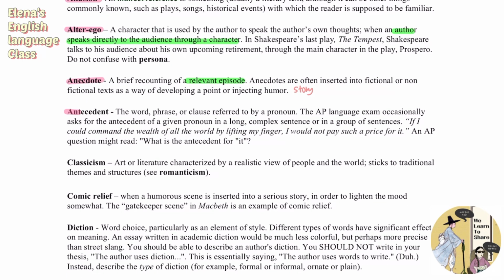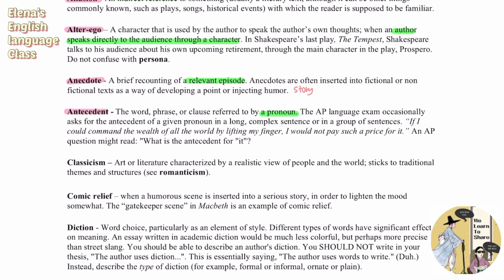Next is antecedent, which is the word, phrase, or clause referred to by a pronoun. The AP language exam occasionally asks for the antecedent of a given pronoun in a long complex sentence or in a group of sentences. So for example, if I could command the wealth of all the world by lifting my finger, I would not pay such a price for it.